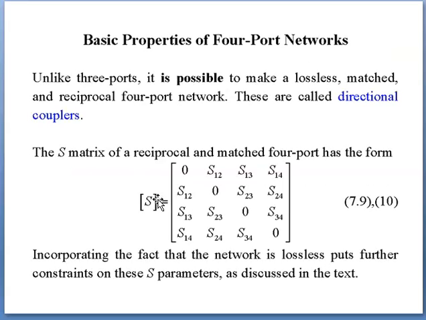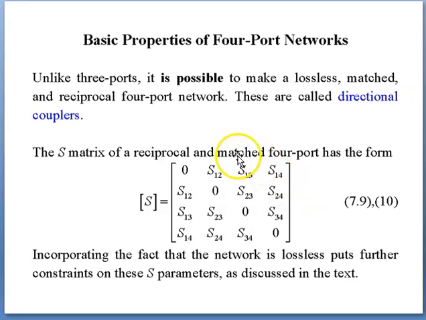Next, we have the 4-port network. So, unlike the 3-port network, the 4-port network can be made lossless, matched, and reciprocal. So, we can satisfy all the 3 requirements. We call the 4-port network a directional coupler. So, the S matrix of a reciprocal and matched 4-port has the form of equation 7.9. Because it is a 4-port network, your S matrix is 4 by 4.